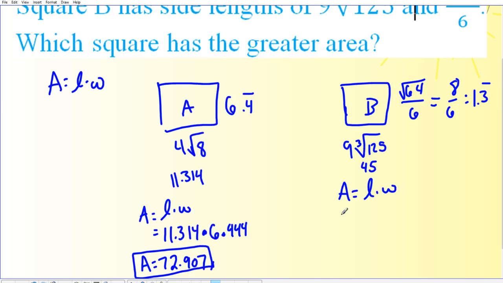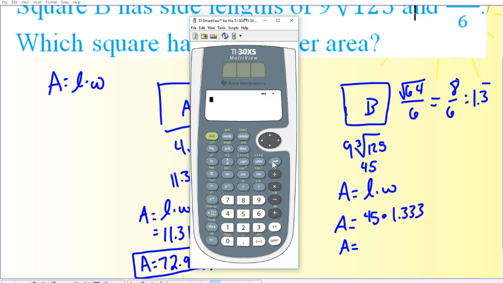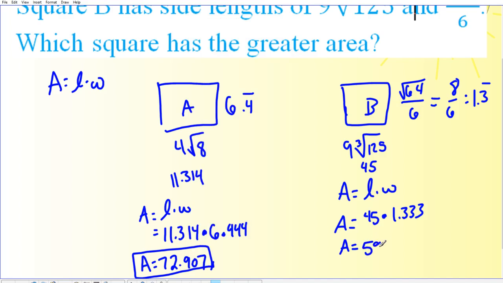So this side has a length of 45. This side has a length of 1.3 repeated. So if I plug them into my formula, 45 times 1 point, and I'll throw a couple 3s in there, just like I did for the 4s. The 6.4 repeated, I put a couple digits in there. It makes it a little bit more accurate the more digits you include. 45 times 1.333 equals 59.985.